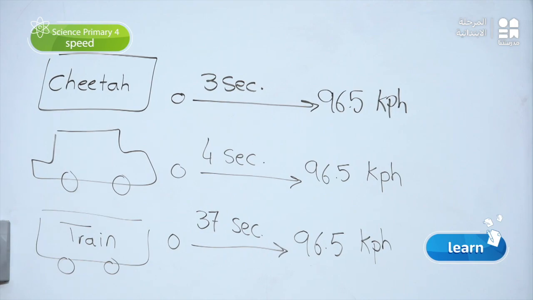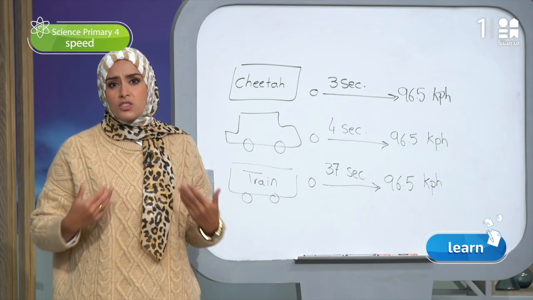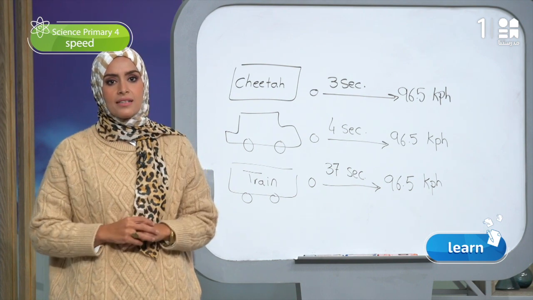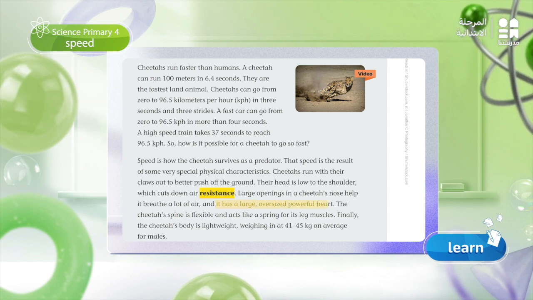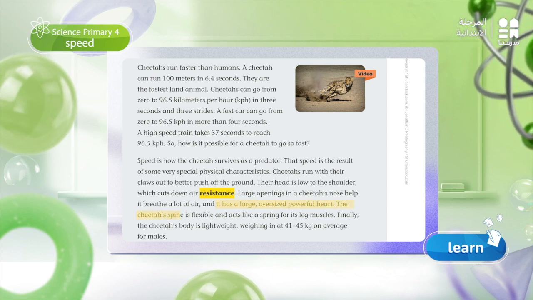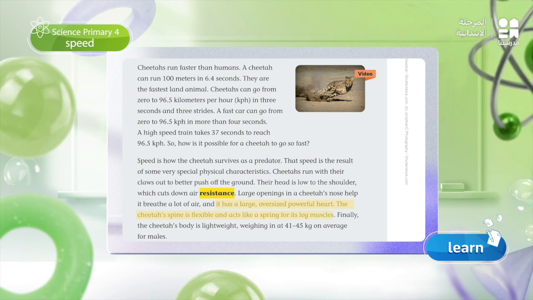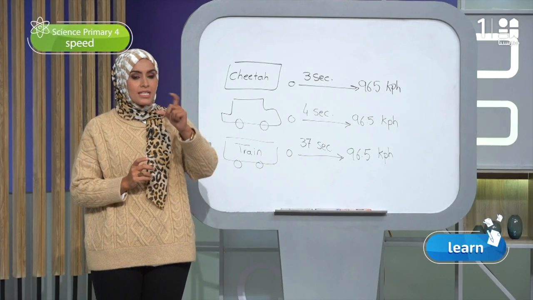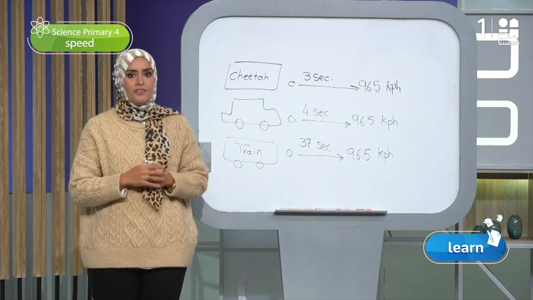Also, one of the cheetah's physical characteristics that attracts me while I started the second part of the text, particularly this sentence: It has a large, oversized, powerful heart. The cheetah's spine is flexible and acts as a spring for its legs. عارفين يعني ايه spring؟ زي السوستة. الvertebrae بتاعة الشيتا زي السوستة. It helps it to move fast.